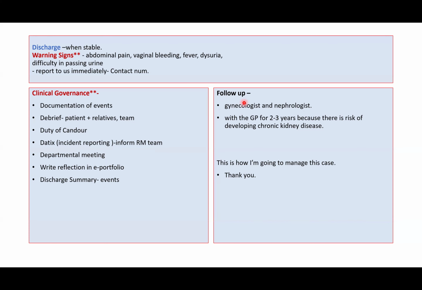What about the follow-up? So follow-up will be by gynecologist and nephrologist, and also with the GP later on for 2 to 3 years, because there is risk of developing chronic kidney disease. So she will be having a long-term follow-up. So this is how I'm going to manage the case. Bye.